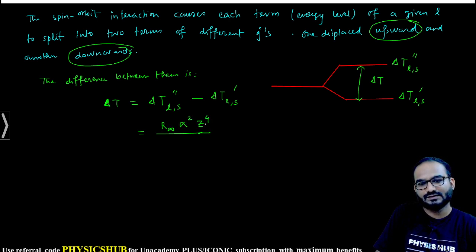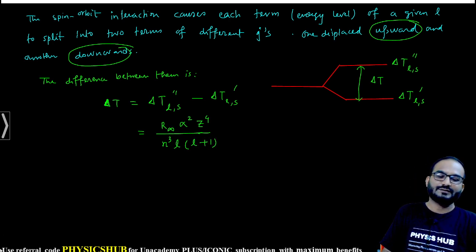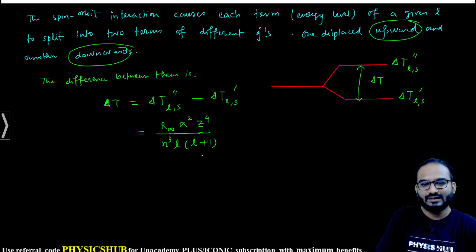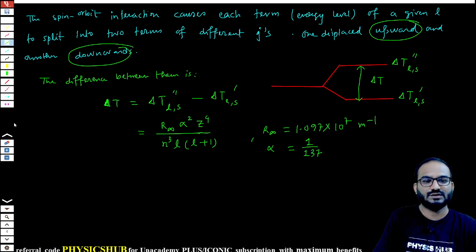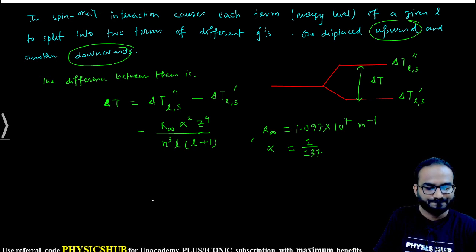Alpha is the fine structure constant, Z is the atomic number, n cube, n is the principal quantum number, L is the orbital quantum number, L into L plus 1. So R infinity alpha square Z to the power 4 divided by n cube L into L plus 1. What is R infinity? R infinity is the Rydberg constant, considering the infinitely heavy nucleus, 1.097 times 10 to the power 7 meter inverse. And what about alpha? Fine structure constant, 1 upon 137. These values you should remember because they frequently appear in your calculations everywhere.